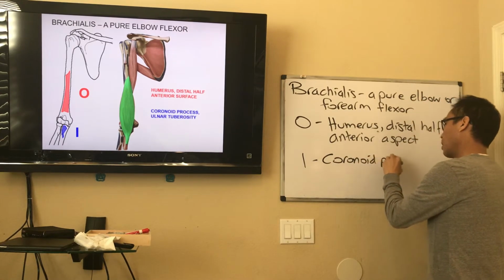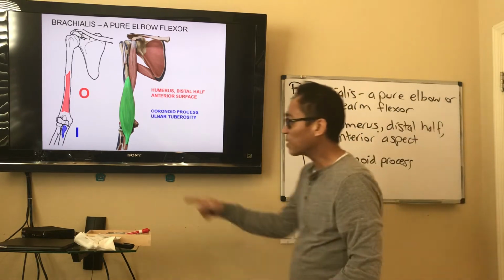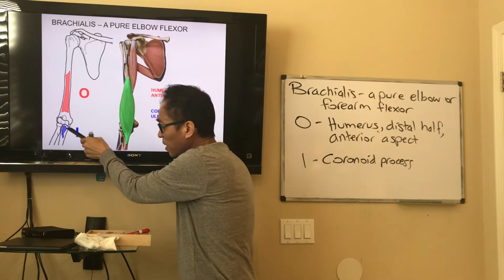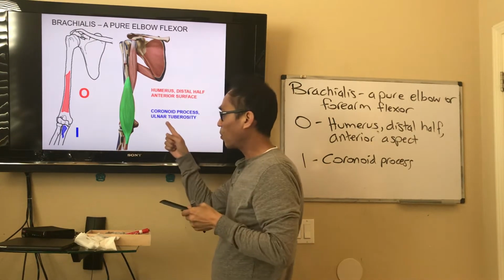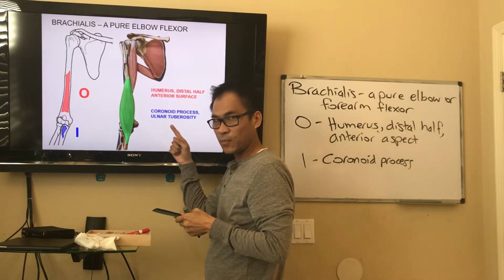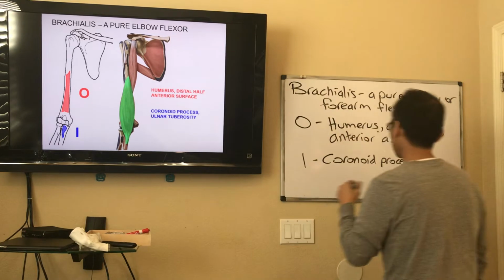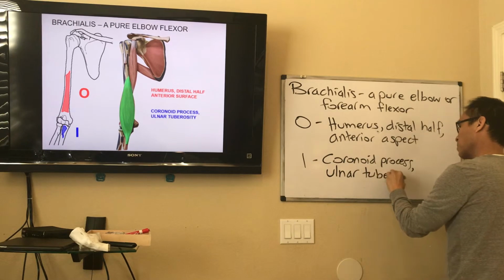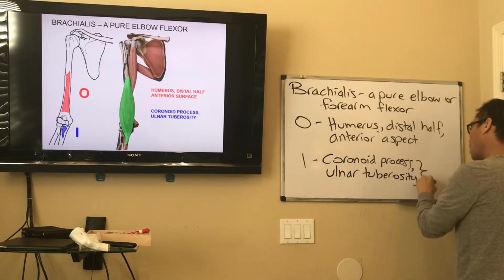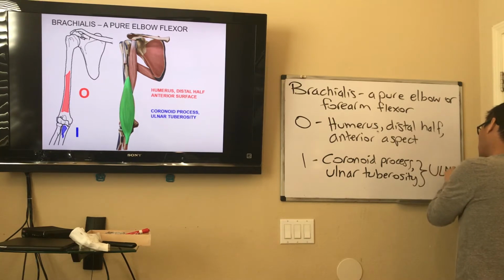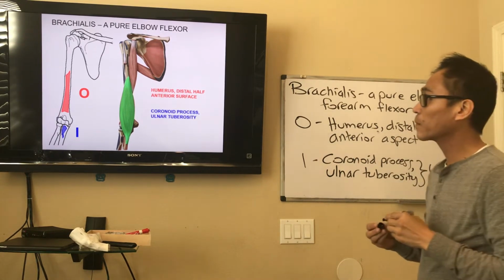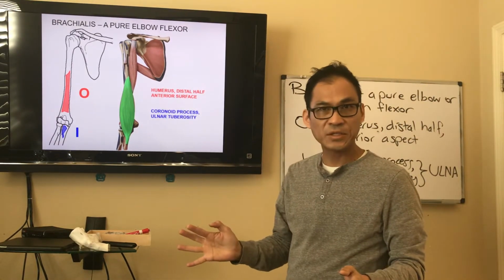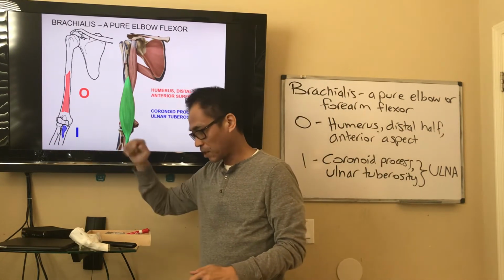Coracoid process. It's that little tip, but it extends down a little bit, and you'll see the ulnar tuberosity there. You can look that up in one of your books if you want. But that's all ulna, okay? All right, so this muscle cannot affect pronation or supination. It attaches to ulna, not radius. All right, let's move on.